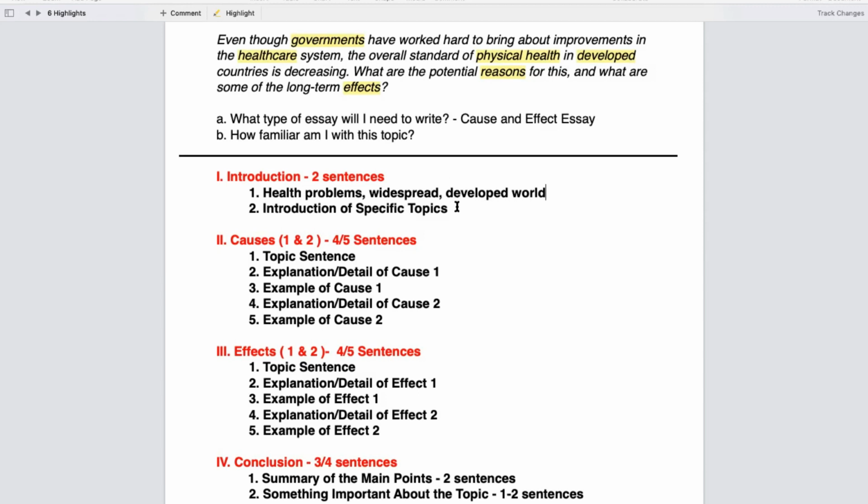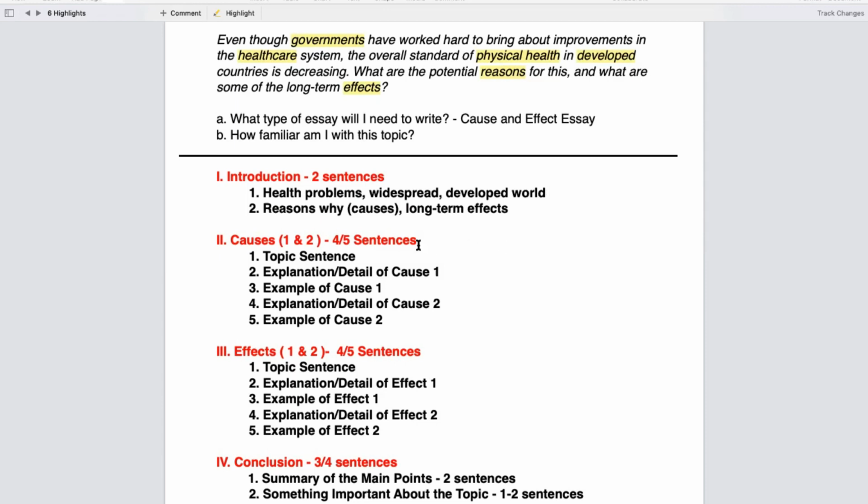And then the introduction of specific topics is the fact that I'm going to discuss the reasons why, we could say the causes, and the long-term effects. So this just gives me a plan, and you can write this in your margins of the test booklet, and as you're actually writing out your essay, you can glance at this, okay? You can also make a little X once it's been completed, or you can strike through it when it's been completed, and this just keeps you on track.